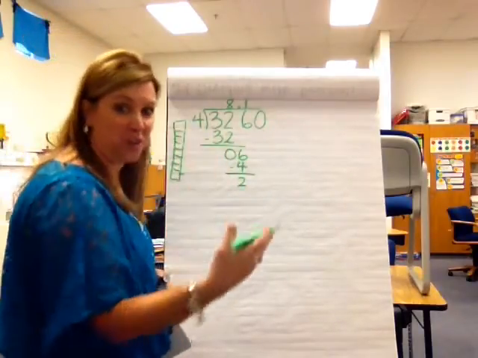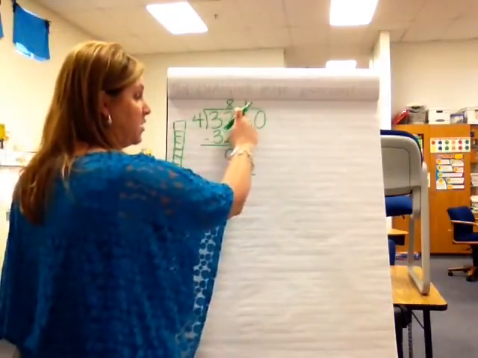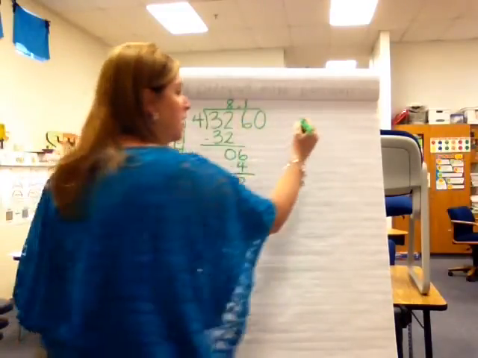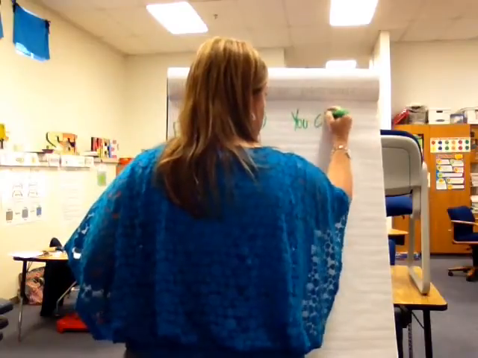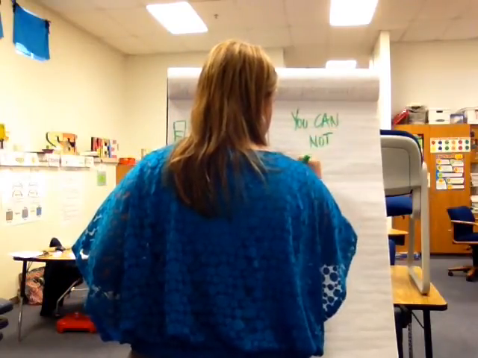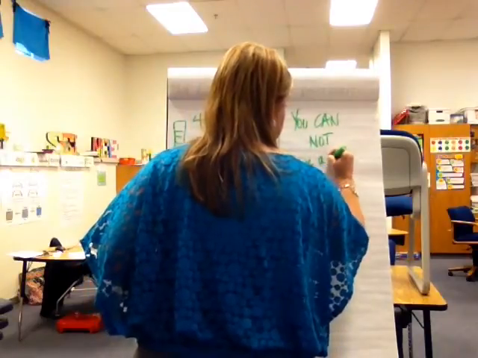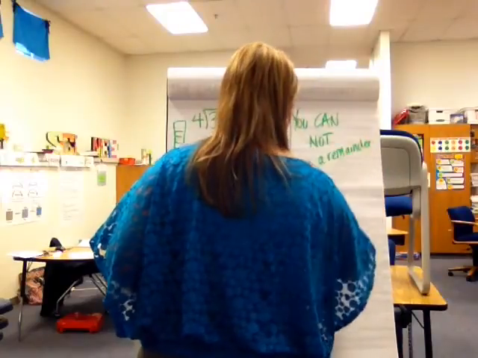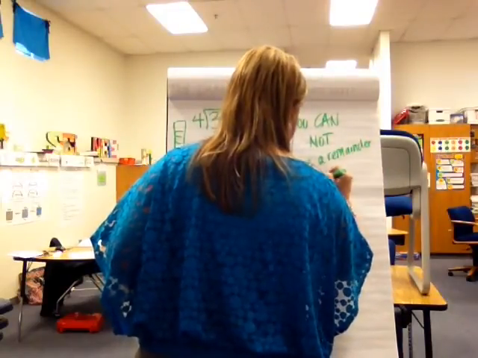So I'm going to start the process over because I can't have 8 and 1/10 remainder 2. You cannot have a remainder when you're dividing with decimals.